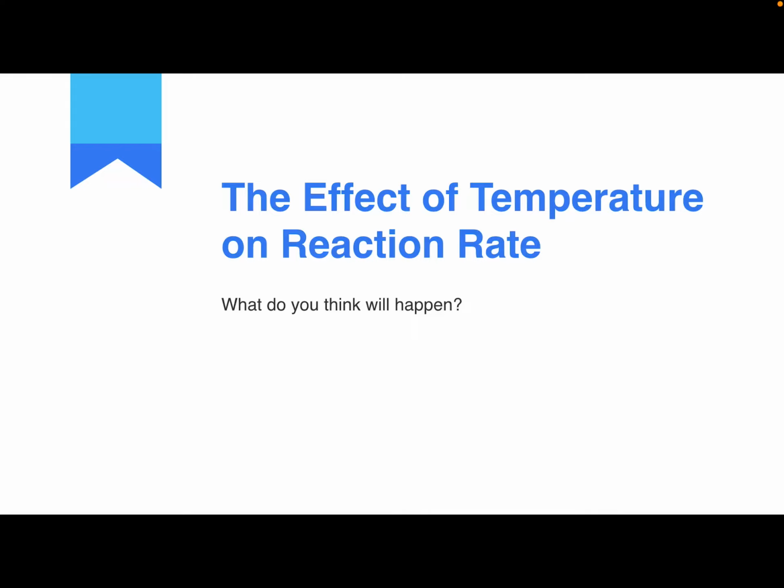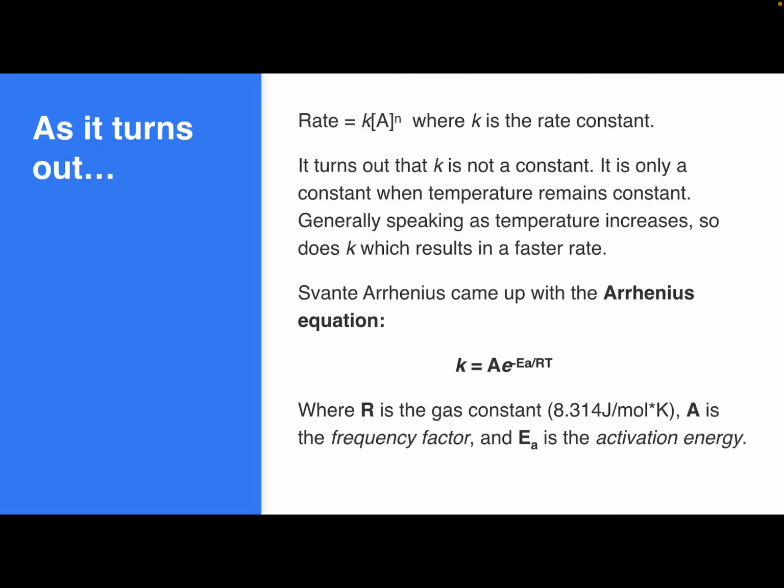Alright, so now we need to talk about the effect of temperature on the reaction rate. Now generally, of course, you would probably guess that increasing temperature makes the reaction go faster, and you would be correct. It turns out that the rate constant, which we've been calling the rate constant the whole time, is not actually constant. It's constant at a particular temperature. But if you change the temperature, you are going to change the constant.